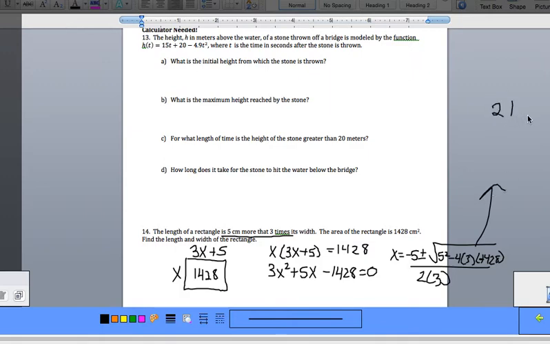And if you do this one, you should get two answers as well. You end up with 21, and then you end up with a negative number, negative 136 over 6. Well, we can't have negative, so we know our answer. Our x is 21, so then we have to figure out this other one. So 21 times 3 is 63 plus 5 is 68. So our dimensions would be 21 by 68.